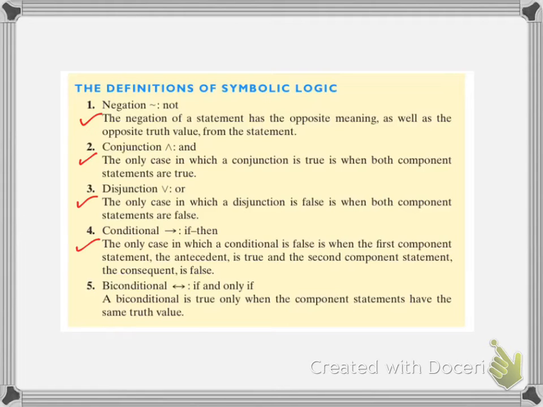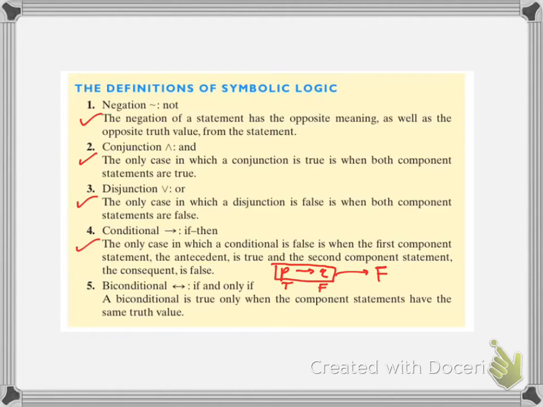If then: the only case in which a conditional is false is when the first component statement, the antecedent, we call that, is true, and the second component statement, the consequent, is false. So if I have P implies Q, the only time that this overall statement is false is when this is true and that's false. Then that would make this overall statement false. Every other time, it still could be true by the examples I gave about the test and whatnot.